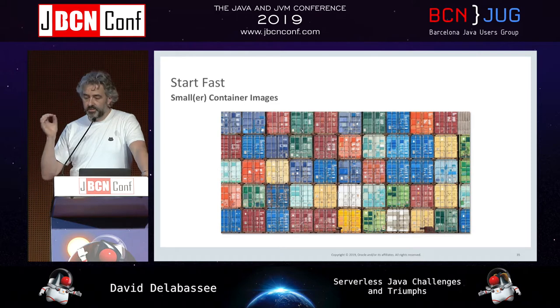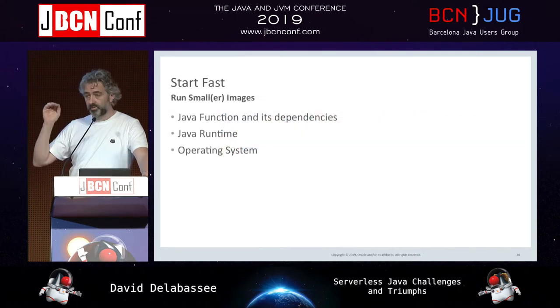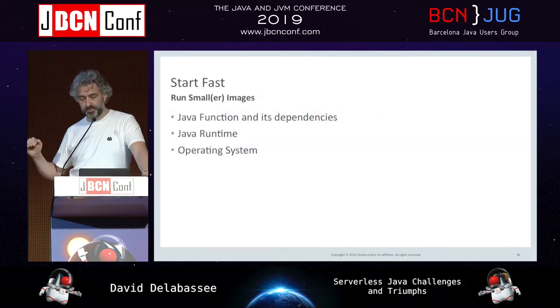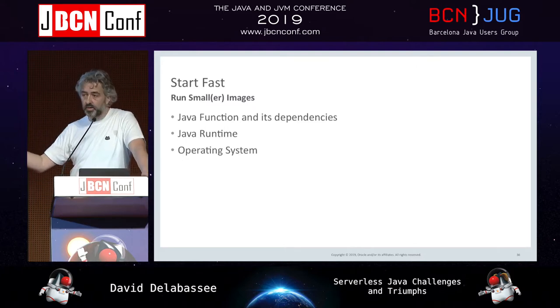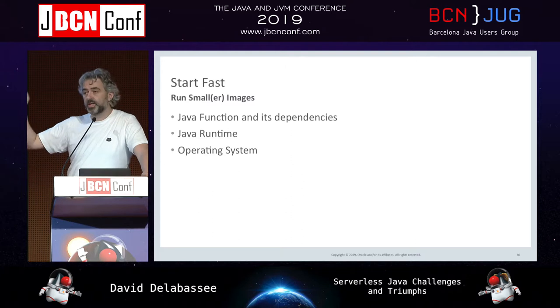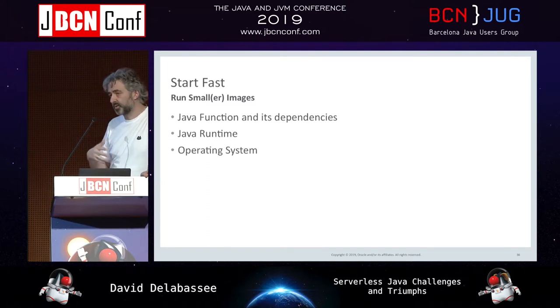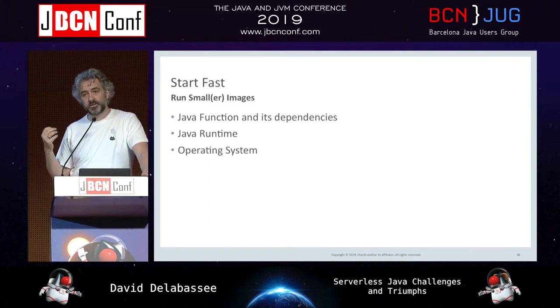But at the end of the day, we need to think about the different layers that we have in our containers. So basically, we have three layers: the operating system layer, the Java runtime layer, and then the Java function layer that also includes its dependencies. At that layer, clearly, there's not much that we can do. The only thing is we can give you advice: check your dependencies, make sure that you are not using any transitive dependencies that are not needed, and so on.